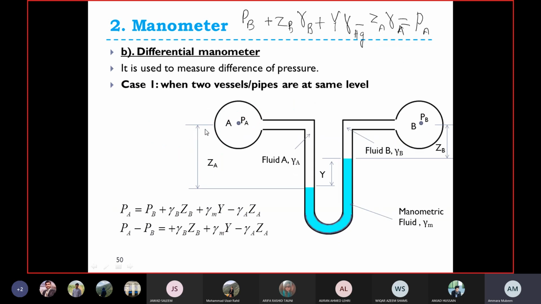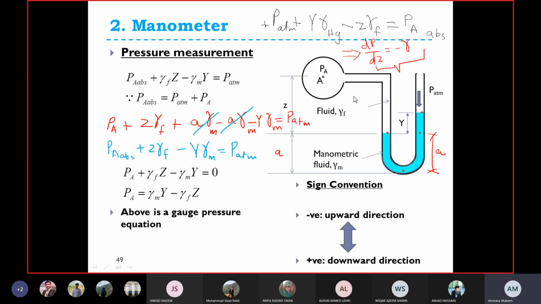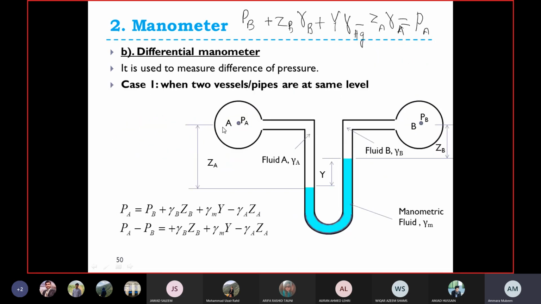This is another example. This is called a differential manometer. And as the name implies, through a differential manometer, you'd be able to find out the difference between the two pressures. So if the differential manometer is attached to two pipelines, how would you get the value of the difference of the pressure? Again, you'll have to use the equation of the manometer.